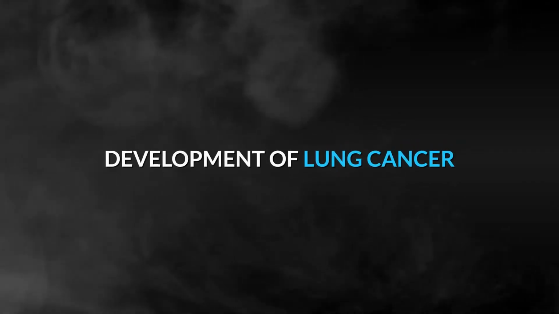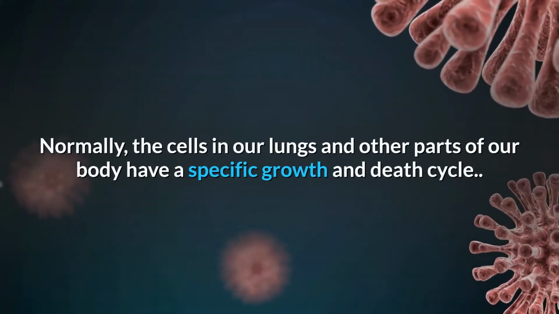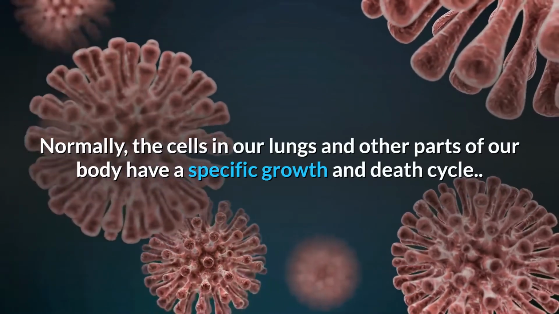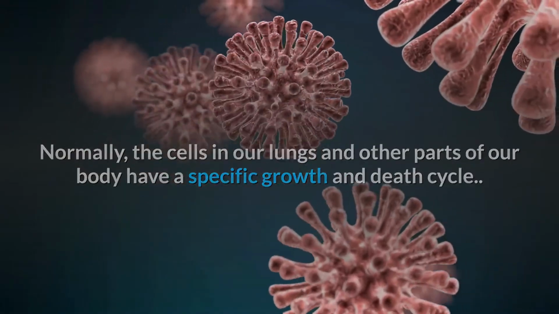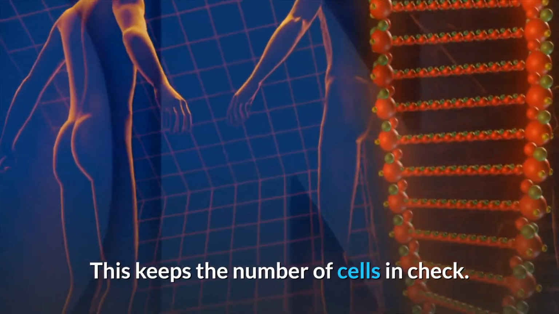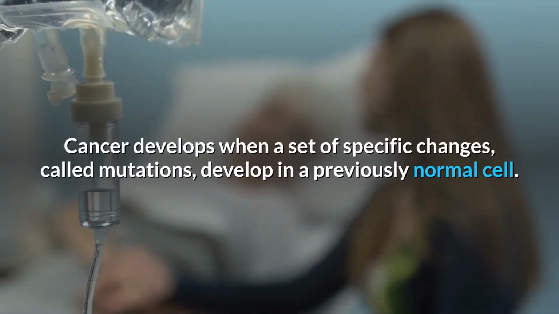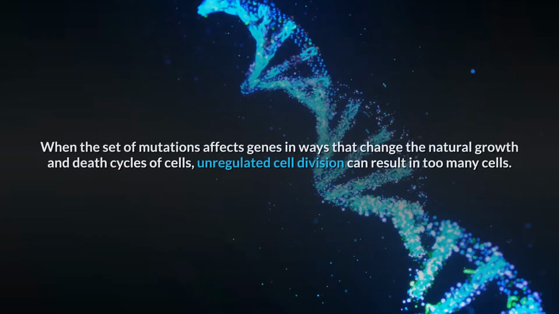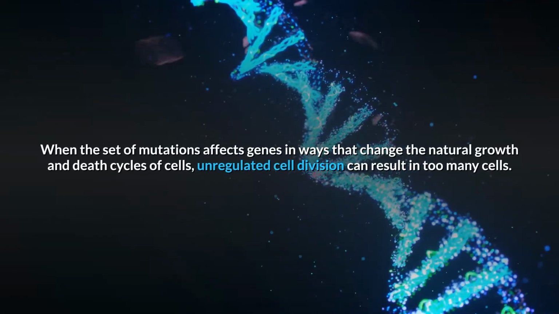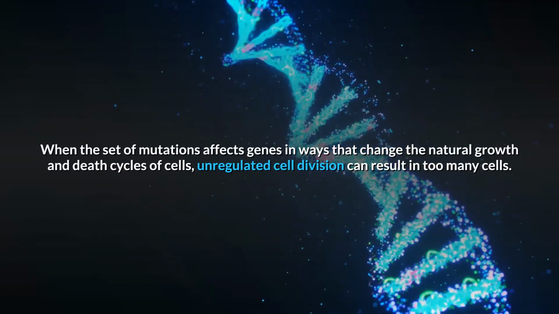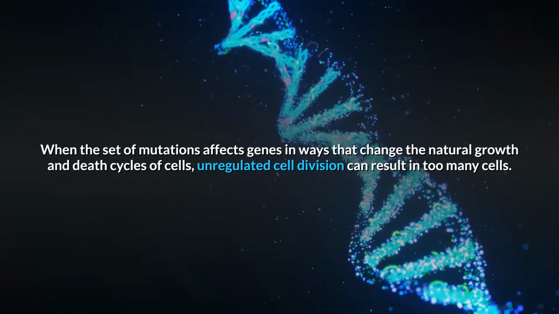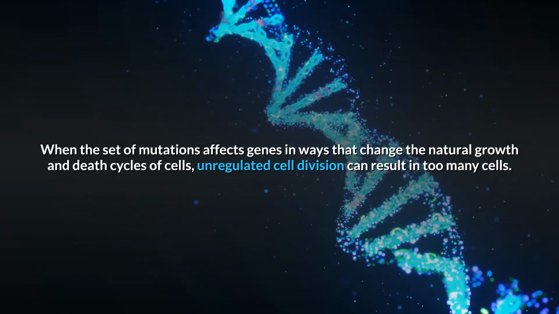Development of lung cancer. Normally, the cells in our lungs and other parts of our body have a specific growth and death cycle. This keeps the number of cells in check. Cancer develops when a set of specific changes, called mutations, develop in a previously normal cell. When the set of mutations affects genes in ways that change the natural growth and death cycles of cells, unregulated cell division can result in too many cells.